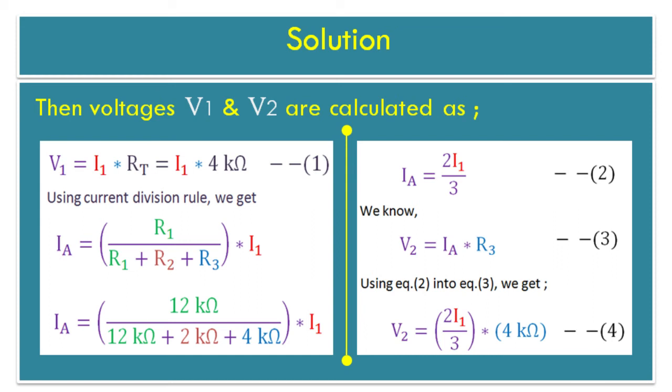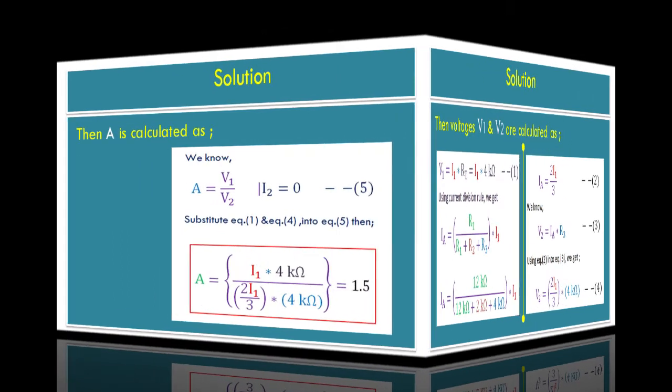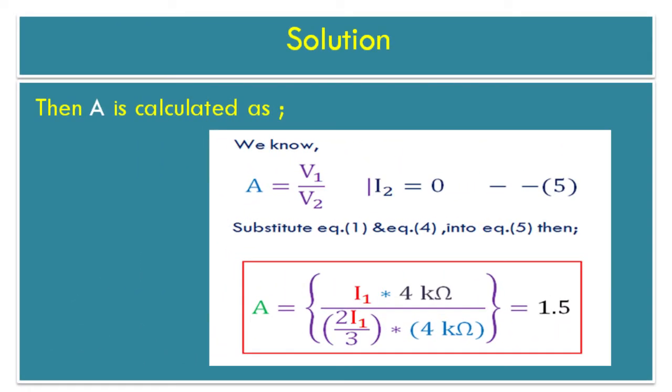Now we know voltage V2 is equal to current IA into resistance R3, which is given by equation 3. Now using equation 2, equation 3 becomes voltage V2 is equal to 2I1 upon 3 into 4 kilo ohm, which is given by equation 4. Now calculate transmission coefficient A as coefficient A is equal to V1 upon V2, which is given by equation 5.